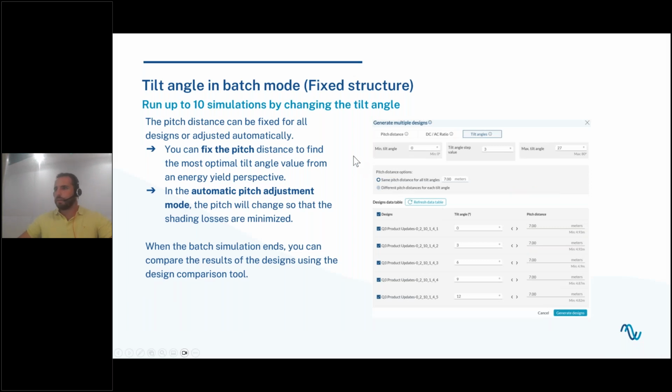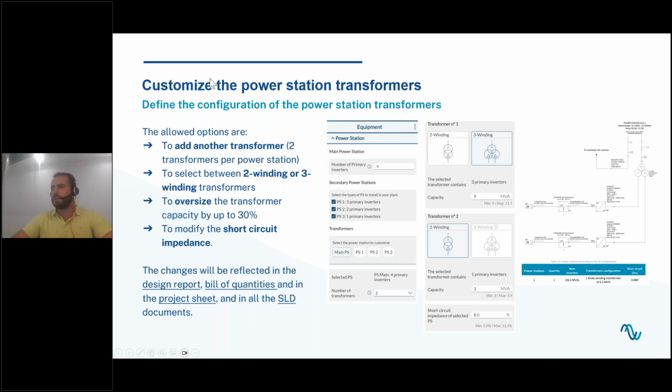Okay, let me go back to the presentation. So here we can see how to customize the power station transformers. Now in PVDesign, you can define the number of windings per transformer, 2 or 3 windings transformers. And you can also define if you want to have 1 or 2 transformers per power station. You can also oversize a bit the capacity of the transformers by setting a different value than the sum of the power of the inverters. And you can also define a short circuit impedance for the power station.